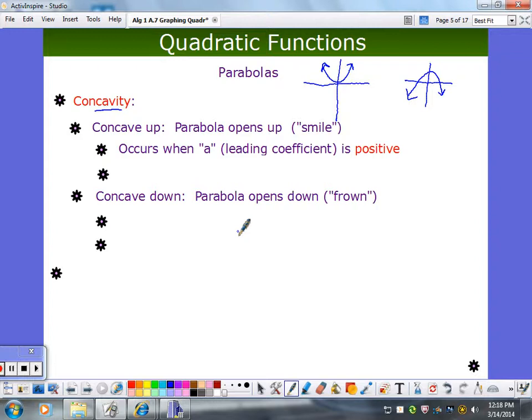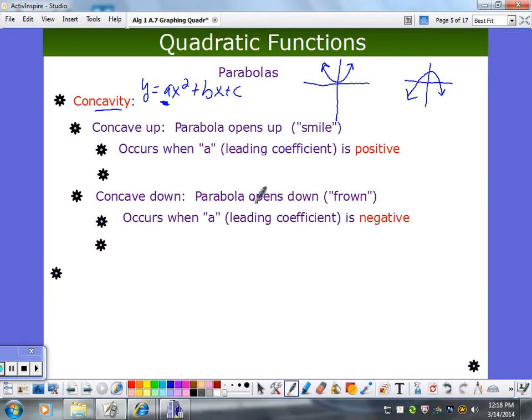It occurs when A is positive. What A? Remember standard form? AX squared plus BX plus C. If this A is a positive number, you are concave up. It works here. You smile if you are positive, and you are up, and you are negative if you're frowning and down. So concave up, positive, concave down, negative. When you are concave up, you have a minimum value, and when you're concave down, you have a maximum value. All this should hopefully just make common sense. Okay? Think about what they look like and all those things that you share.